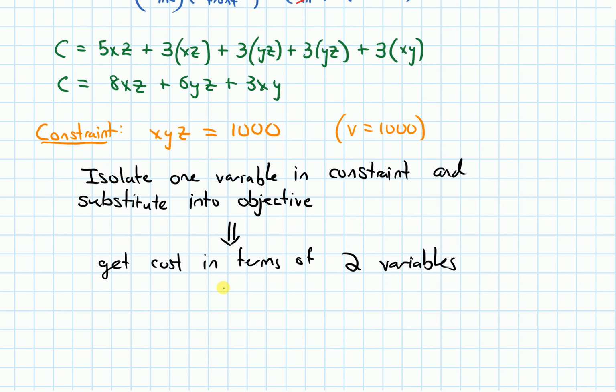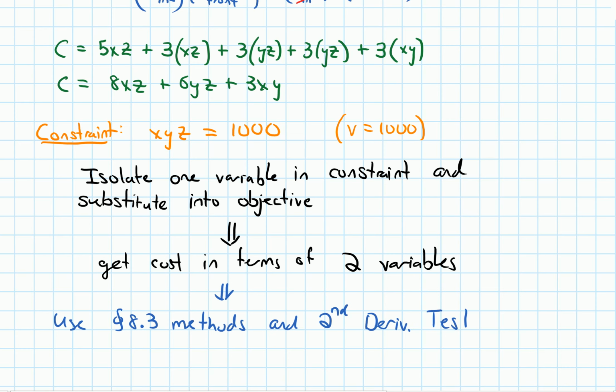So to find its min, we could use our section 8.3 methods for finding extrema of two variable functions, and use the second derivative test to check whether our critical points are our local maxes, our local mins, or our saddle points. And I'm going to leave that as a homework problem. So in the next video, we will work out this same example, but using Lagrange multipliers. And we'll do that all the way through until we get a final answer.